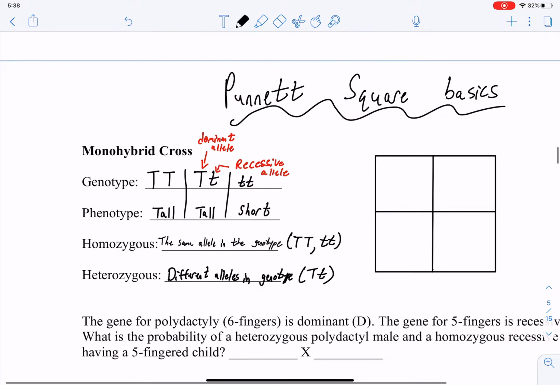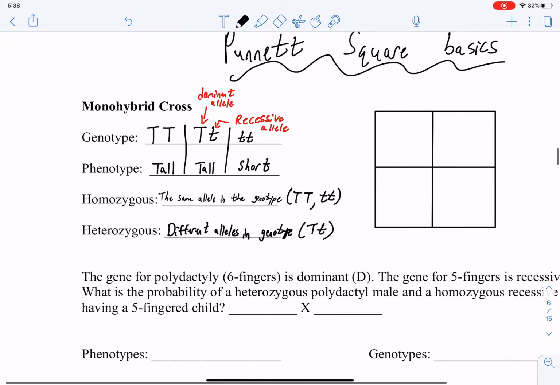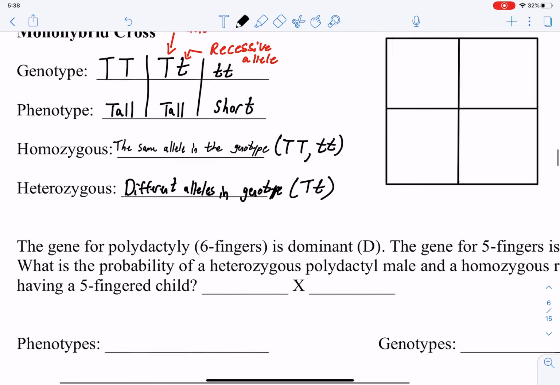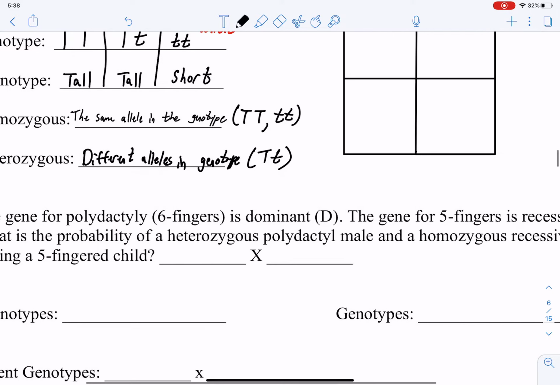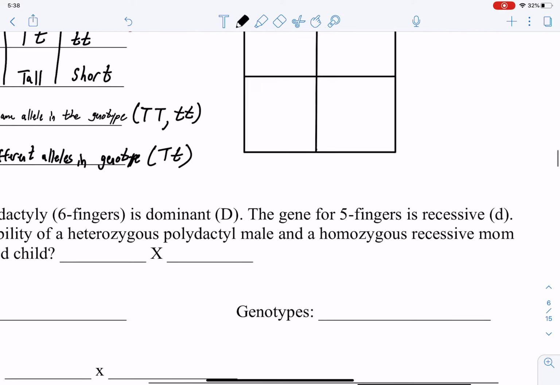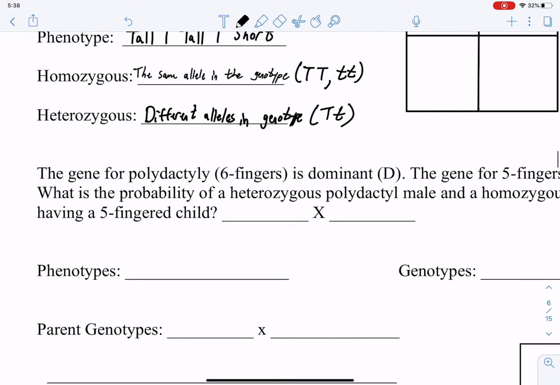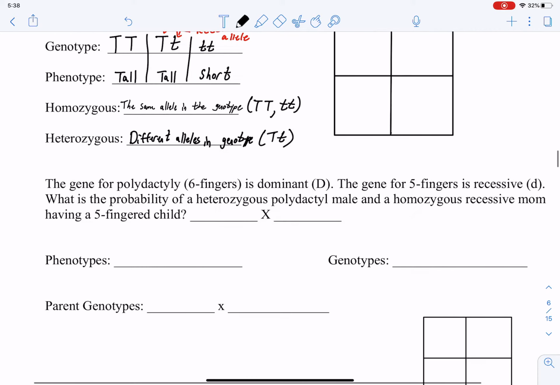So with this information, we can create a Punnett square. So we're going to look at this word problem here. The gene for polydactyly, or 6 fingers, is dominant. It's represented by uppercase D. The gene for 5 fingers is recessive. What is the probability of a heterozygous polydactyl male and a homozygous recessive mom having a 5-finger child?